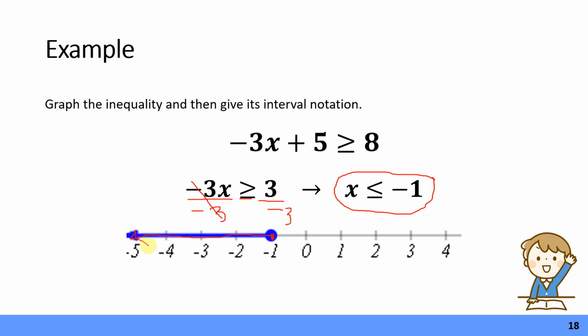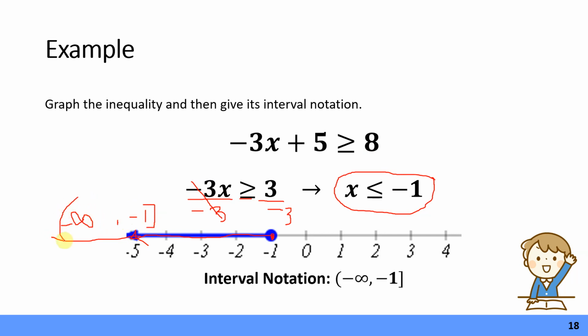Final thing I have to do is give the answer in interval notation. So this keeps on going forever to negative infinity. It stops at negative 1 because it has an equal to, so I'm going to put a bracket. But again, infinities always go with parentheses. So that's how I get my final answer.